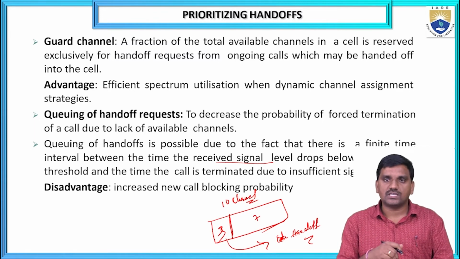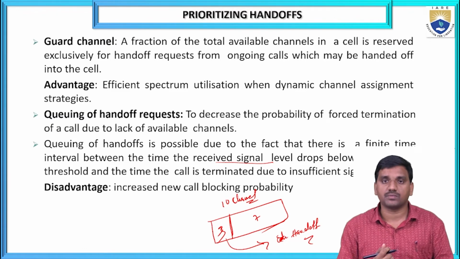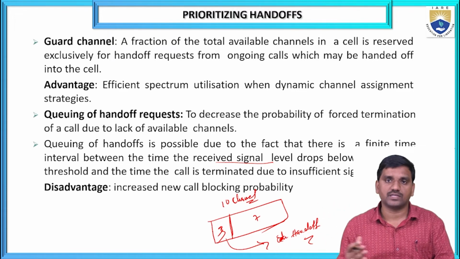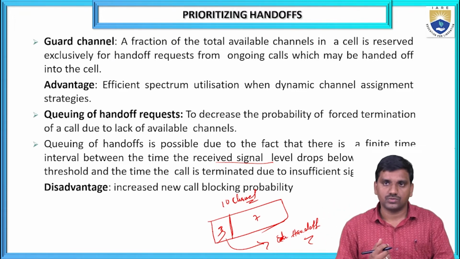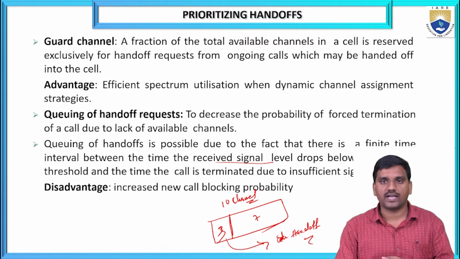So what is the disadvantage of queuing of handoff requests? Increased new call blocking probability. The blocking probability will increase automatically, and that will affect the capacity of the system. This is the disadvantage of queuing of handoff requests.